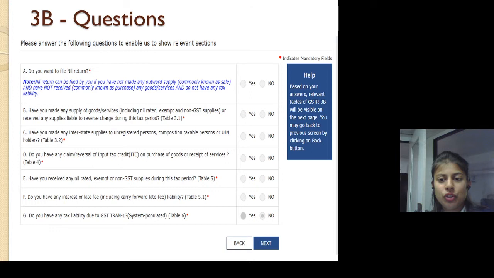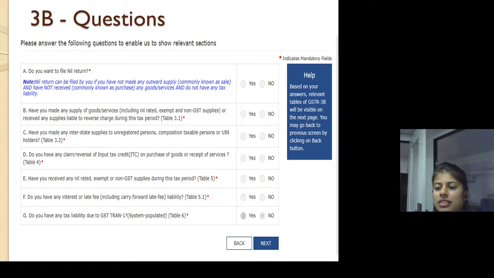Now we move on to the 3B return. 3B is a very important return in the GST era. When you open the 3B tab, you will see that there is a certain set of questions which are to be answered. First is, do you want to file a nil return? If you write no to this, then all these other tabs, tab number B to tab number G, will get disabled and you will directly be prompted to OTP verification.